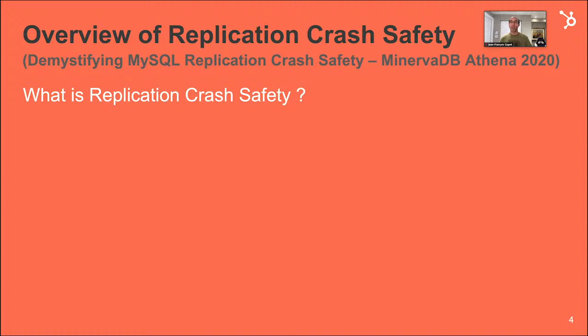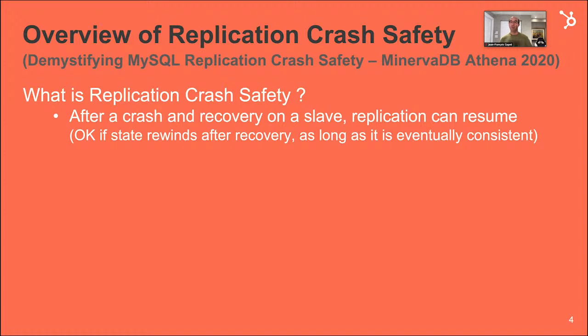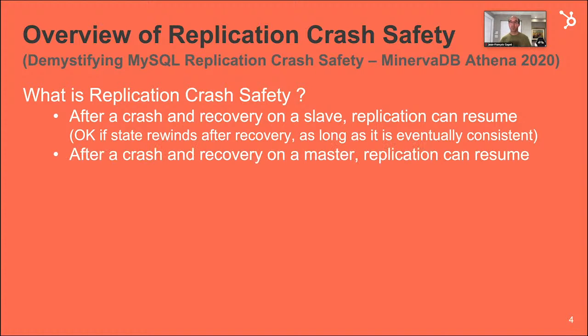So what is replication crash safety? After a crash and recovery of the slave, replication should be able to resume. We shouldn't have replication breakage. We shouldn't have error messages in show slave status like duplicate key or row not found. It's okay if it rewinds a little in its state, as long as it will be able to run replication and converge back to the state of the master.